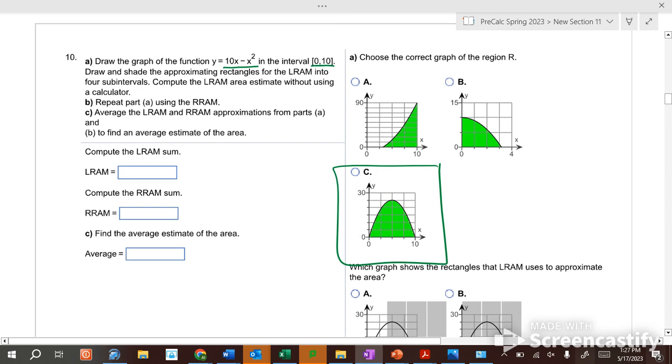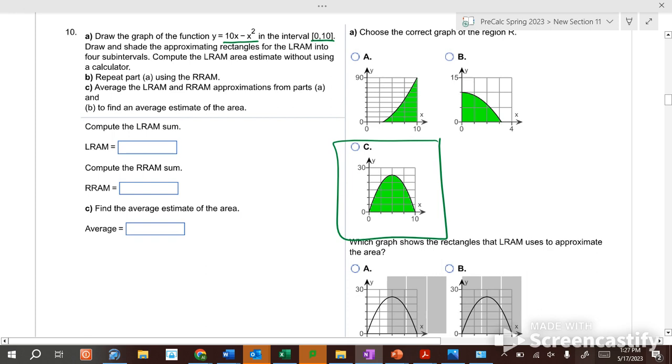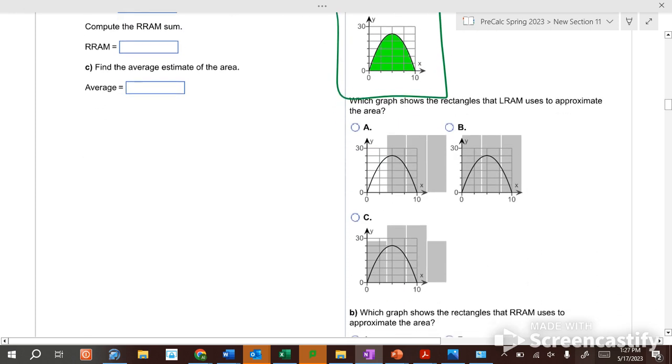Okay. So we have to compute the LRAM of this. What's the LRAM? It's when you line up the rectangle to the left side. And when I print these, they just go nuts. So this isn't correct. But there is no rectangle here, because it's at 0 on the left-hand side. Then the rectangle here is like this. The rectangle here is like this. And the rectangle here is like this.